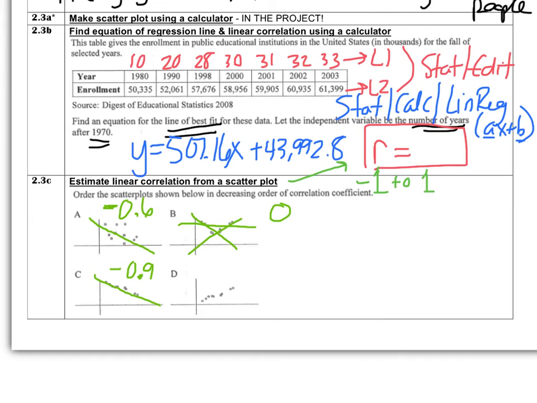Letter D, the correlation is going positive this time, and it's pretty strong. I'm going to say it's very close to what C looked like, but I'm going to say 0.85. Seems like a reasonable answer.